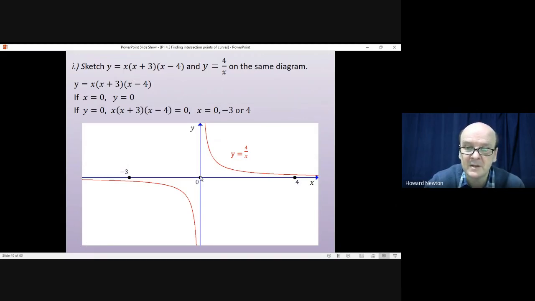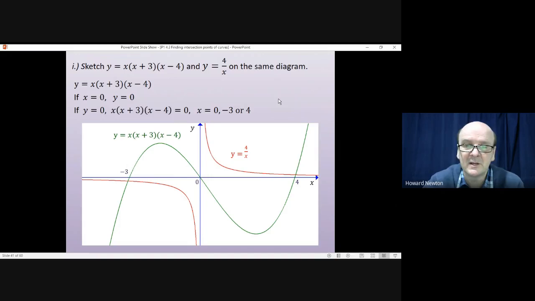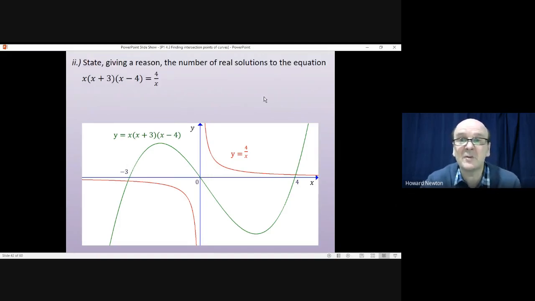It must come back down through the origin and then go back up through 4. That's the only way you could draw it. So it'll look something like this. Now, the question asks us to find how many solutions there are to this equation. Well, the number of solutions to this equation is the number of crossing points of the two curves.